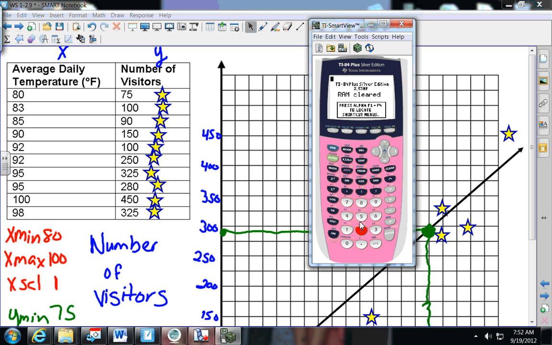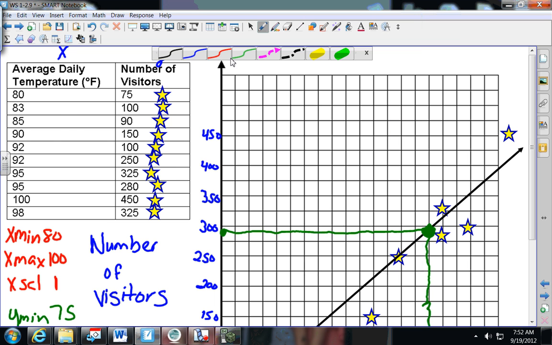Okay. Now, here's where we start. First, you press the stat button. Look, right here, stat. You see it? Right by the arrows. Now, press enter, because for edit, press enter. Look at the top of your calculator right now. Do you see L1 and L2? Okay. You're going to put the X's in L1 and the Y's into L2.